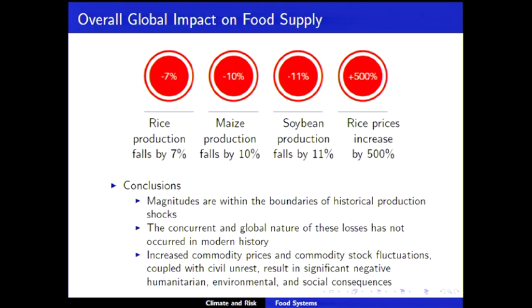So the effect is obvious. There are humanitarian disasters. There are environmental disasters. There are economic disasters and social disasters. So food systems play an essential role. We have to understand the food system to guarantee or achieve somehow food security.